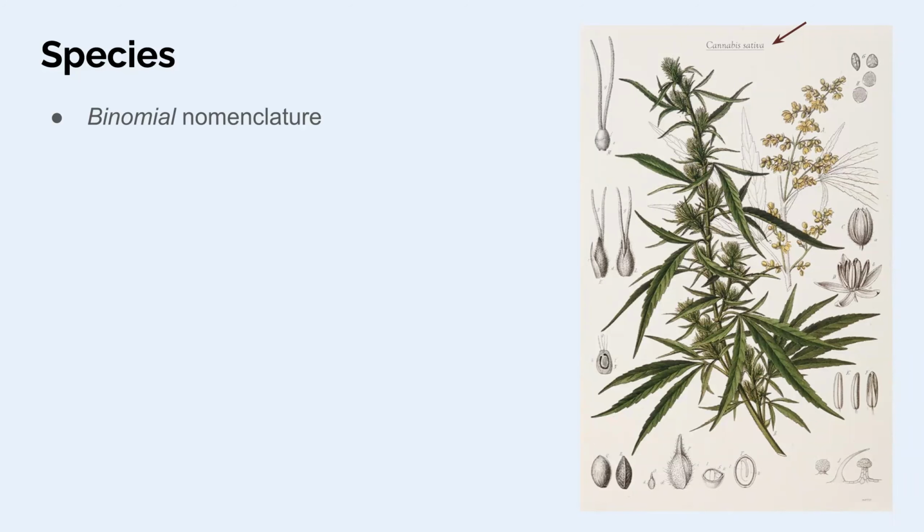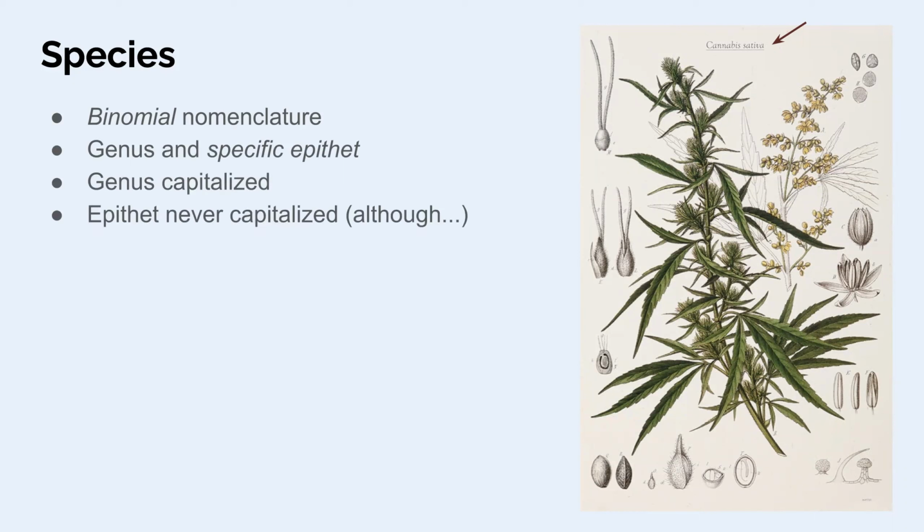Binomial nomenclature. As we saw before, nomenclature is the practice of assigning names to species. And so one that you might have heard about here, Cannabis sativa, is on here on the description. It's 2 words, as we saw before, made up of the genus name and the specific epithet. So the species name is the 2-word combination. Genus name is capitalized. So as a category, the genus is capitalized.